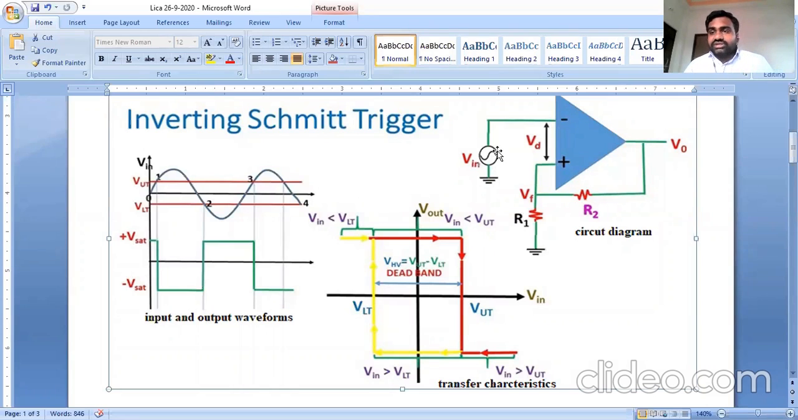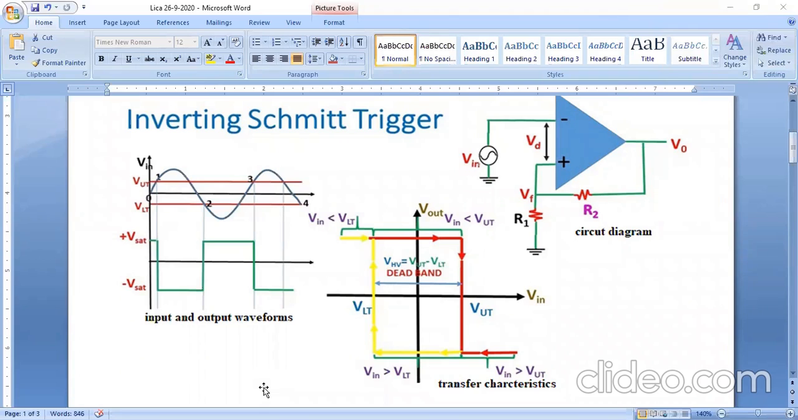In the last class we analyzed the behavior of the output voltage parameters. See here the input voltage is sinusoidal, a time variant signal. A comparator circuit with positive feedback is called a regenerative comparator. Here in the output we can see plus V saturation and minus V saturation. That means all the intermediate stages are unstable, because this circuit has a natural tendency to saturate at the positive saturation or negative saturation condition.